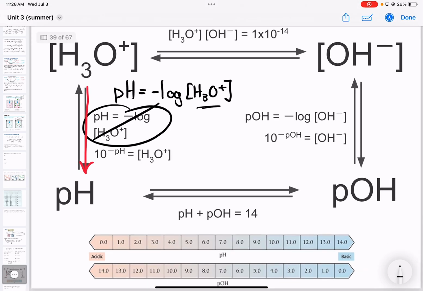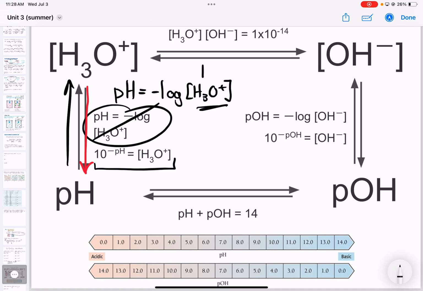You plug that in here. Now, logs don't work, like you can't divide by a negative log to undo it. The way you undo a log is like this. So if you have the pH and want to know the H3O plus, so this direction, you do 10 raised to the negative pH. And that will give you the H3O plus concentration, which should make sense.